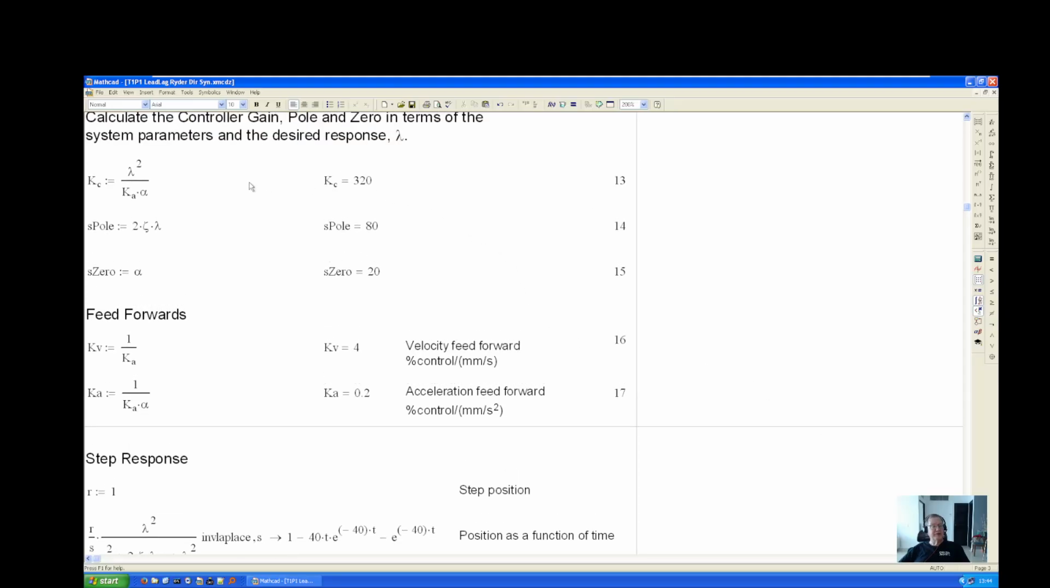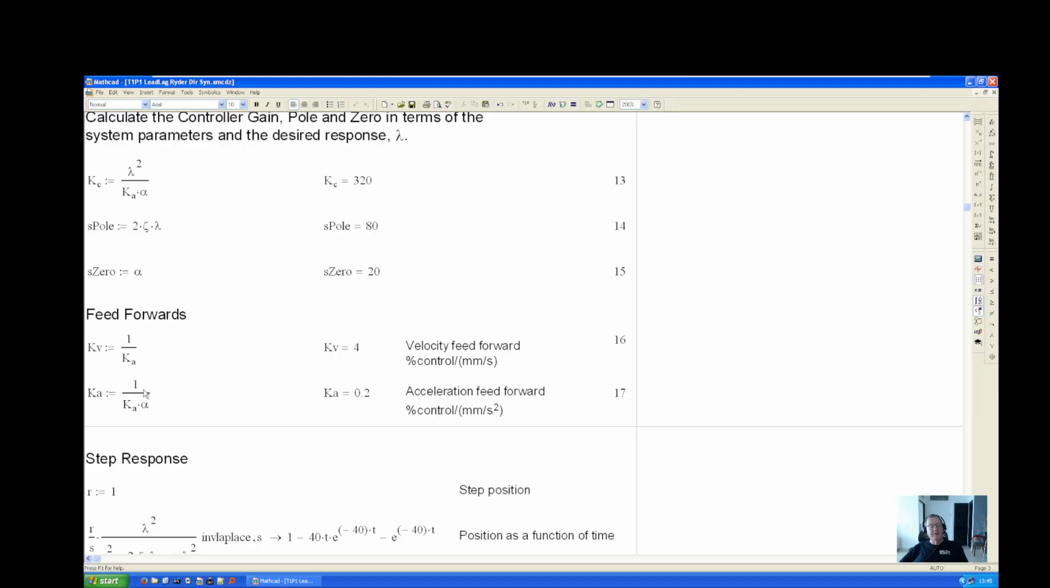And then from those equations above for the controller gain, the pole and the zero, I use the values above, and I have these values for my gain, pole, and zero. And something that the instructor didn't mention is that you can also use feed forwards. I'll show you how to use those later, but this is the velocity feed forward, which is just the inverse of the controller gain, and the acceleration feed forward gain is just 1 over the open loop gain times the corner frequency.